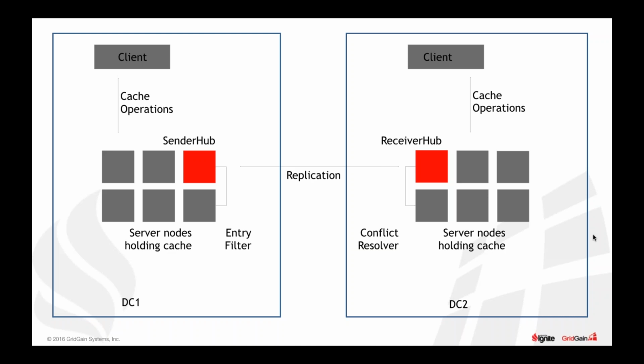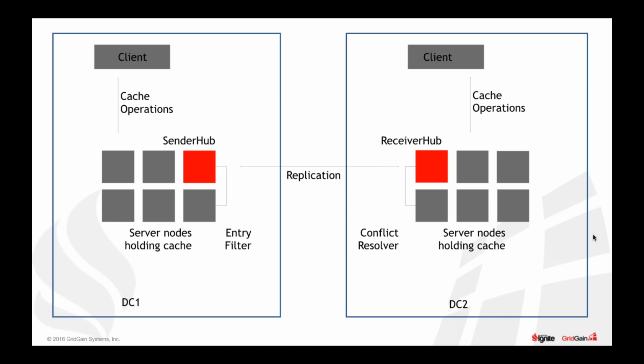The only restrictions here are that the receiver hub and the receiver cache need to be in the same data center, and the sender hub and the sender cache need to be in the same data center. But any node, as I mentioned earlier, can be a sender, receiver, cache, or hub.